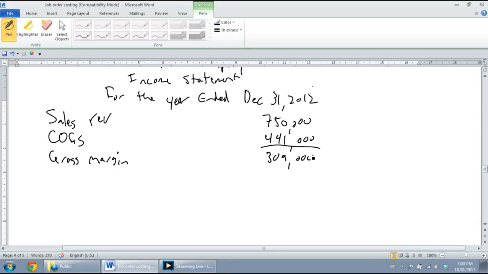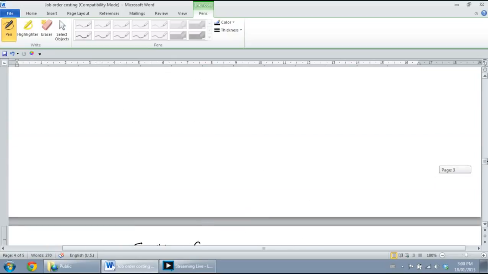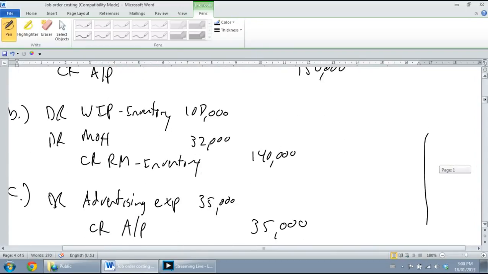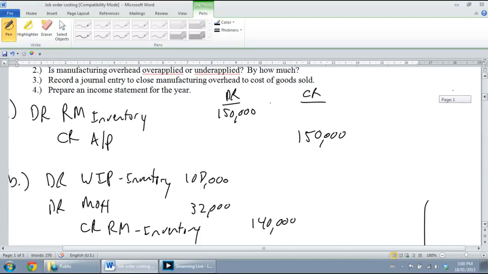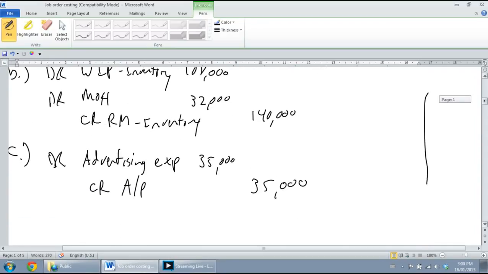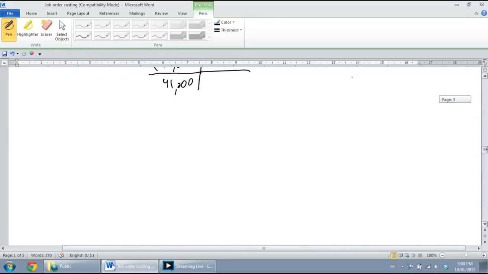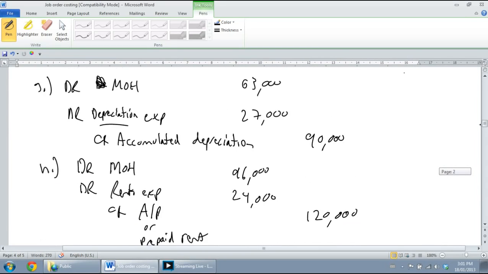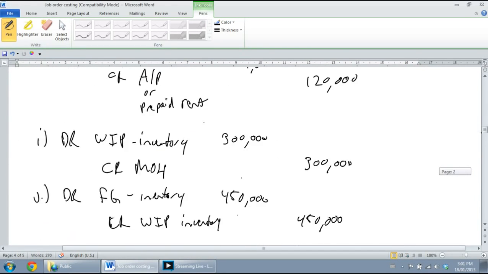The next thing to do is list our expenses. And we have selling and admin expenses. We can also call these operating expenses. And our selling and administrative expenses, we're just going to look for anything with the word expense. So no expenses in part A. Part B, there's no expenses. Part C, advertising expense. So let's fill that in. And our advertising expense was $35,000.